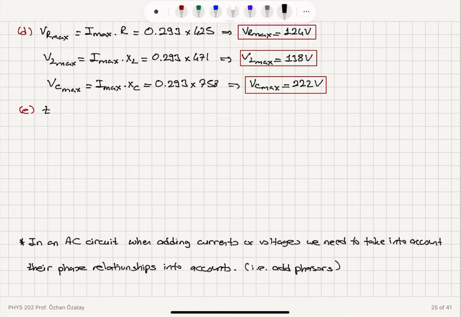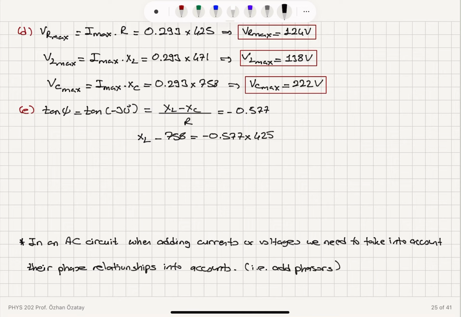So tangent of the angle phi, which is tangent of minus 30, will be equal to XL minus XC over R. And this is minus 0.577. Now XL will change, XC will stay the same, 758. It will be equal to minus 0.577 times R, 425 ohms.